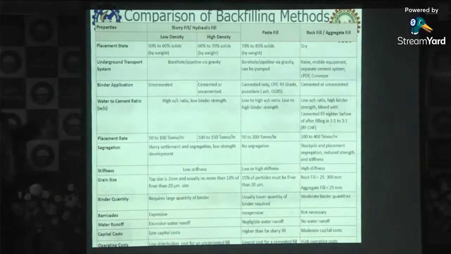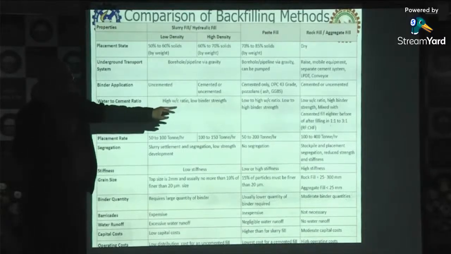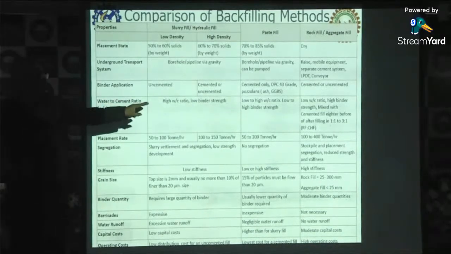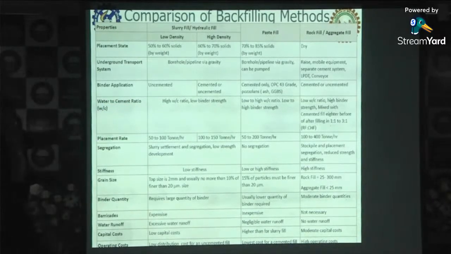So the water to cement ratio is an important factor which we have to consider with respect to the strength development. If the water to cement ratio is higher, the strength is lower, and vice versa. Paste fill has a low water to cement ratio, so that is why the strength development by paste fill is very high. And similarly, cemented rock fill is either cemented hydrofill and rock fill in the ratio 1:1 or 3:1, depending upon the strength requirement combination.